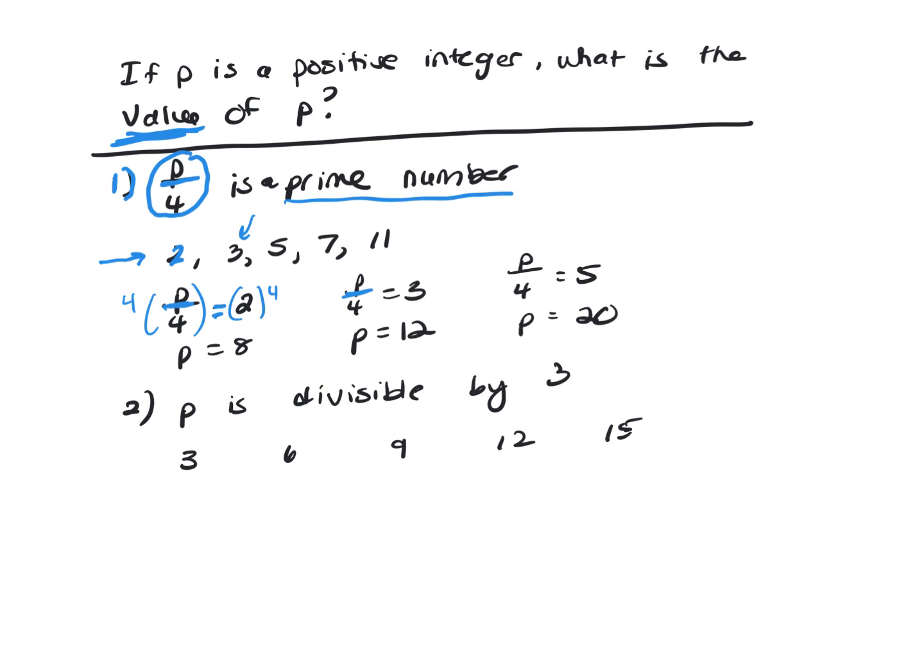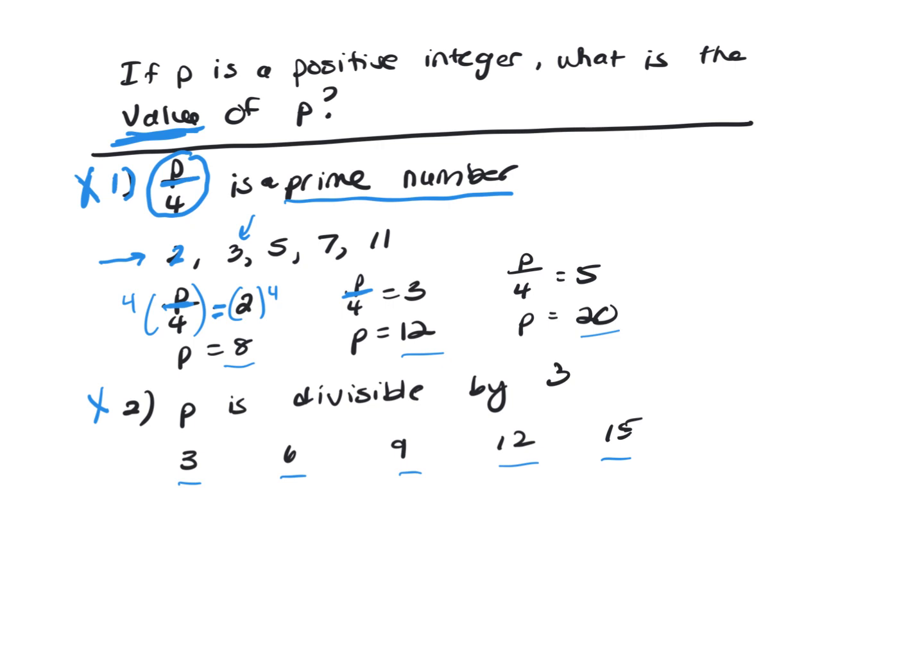But we're trying to figure out the value of P, and I just got 3 different values of P. So clue 1 does not work by itself. Clue 2, P is divisible by 3. Well, that's 3, 6, 9, 12, 15. I stopped there. I've already gotten 5 different values for P, so that doesn't work. So neither one of them worked independently.